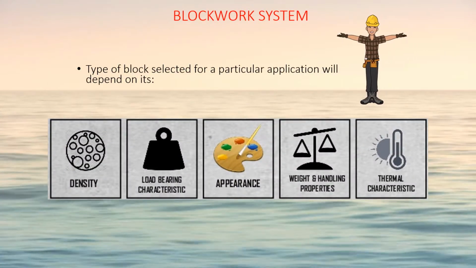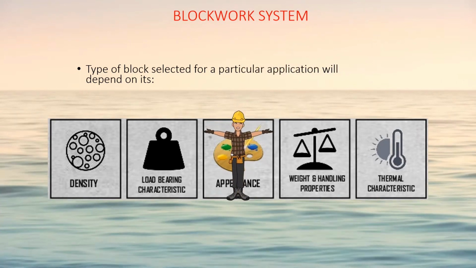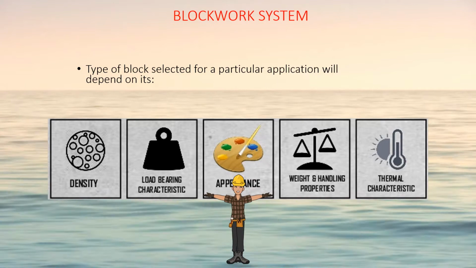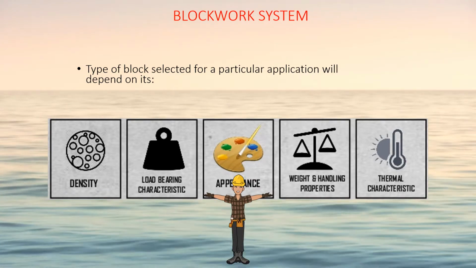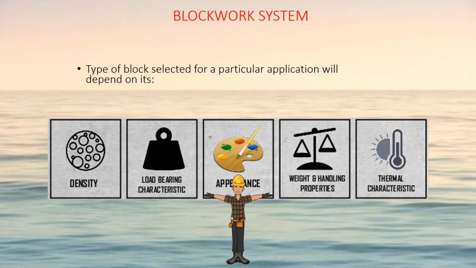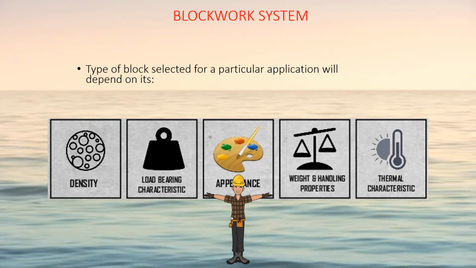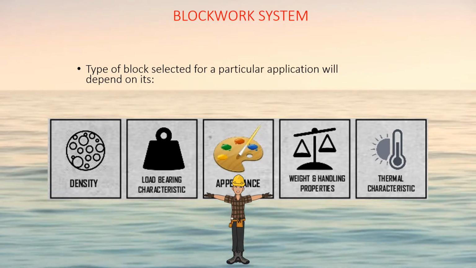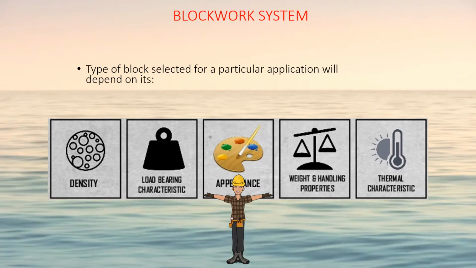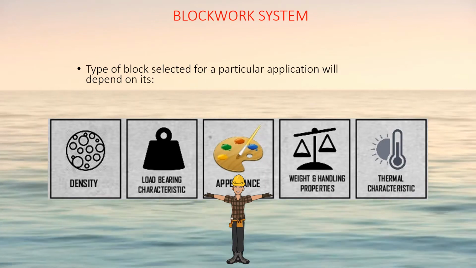Type of block selected for a particular application will depend on factors such as number 1, density, which will determine the weight of the block. Number 2, load-bearing characteristic, whether the block is going to carry load or not. Number 3, appearance. This depends on the designs of the buildings. Number 4, weight and handling. However, this depends on the density of the block. And number 5, thermal characteristic, whether the block is required to control the thermal conductivity.